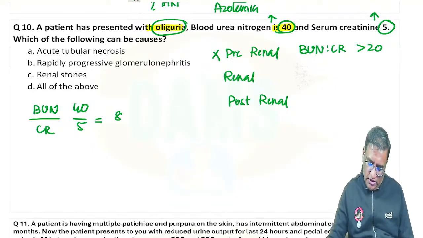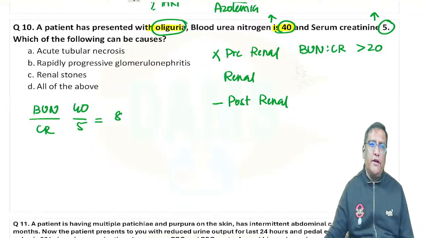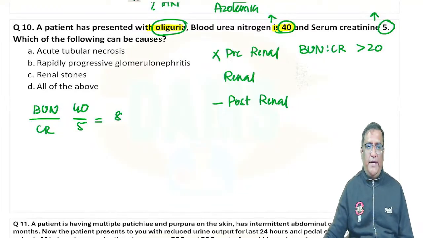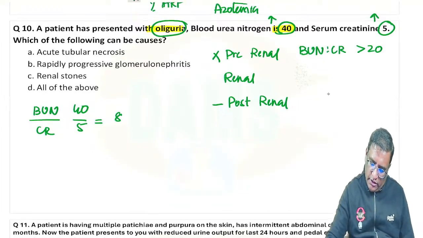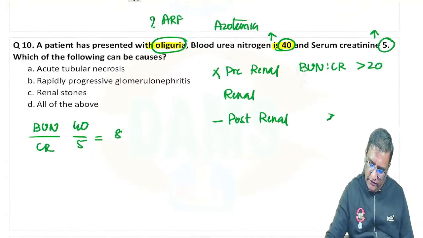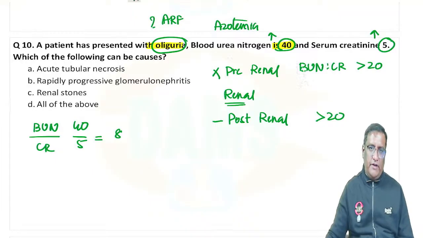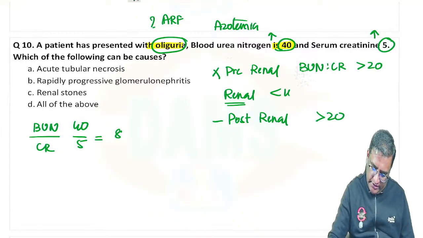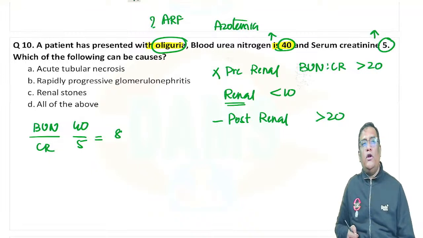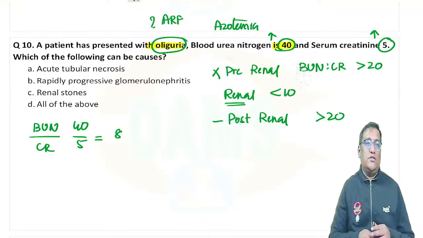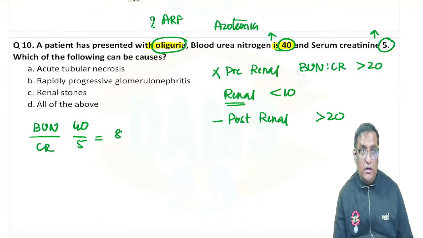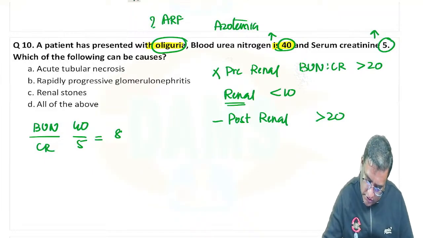Next is your post-renal causes. In post-renal causes, again the BUN creatinine ratio remains more than 20. So even in post-renal it will be more than 20. In renal causes, the BUN creatinine ratio will be less than 10. So basically you have to look for whichever is the renal cause that is there.